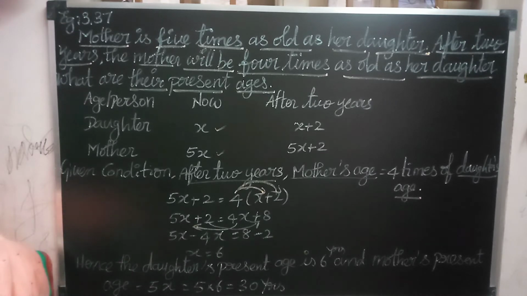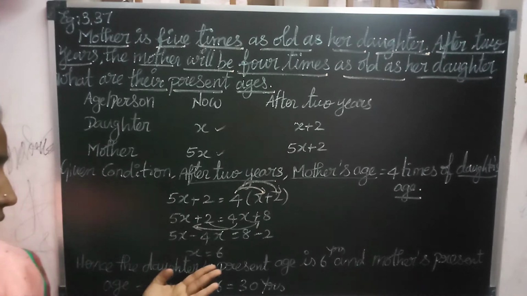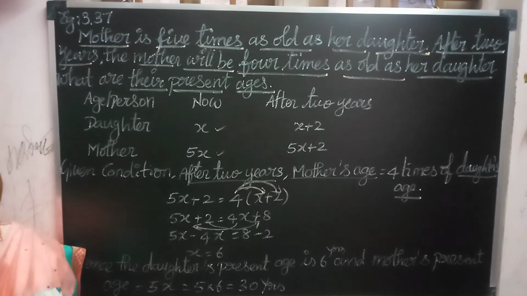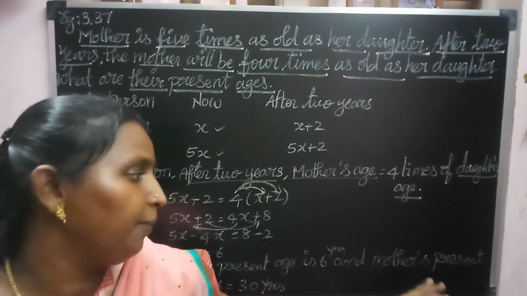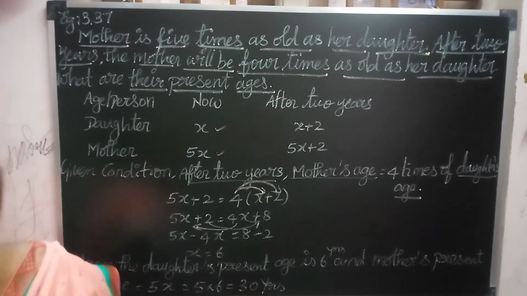What did we assume as x? Daughter's age. Now, what is the present age of daughter? 6 years. What will be the present age of mother? 5x, so 5 into 6, 30 years. Therefore daughter's present age is 6 years and mother's present age is 30 years. Did you understand this?